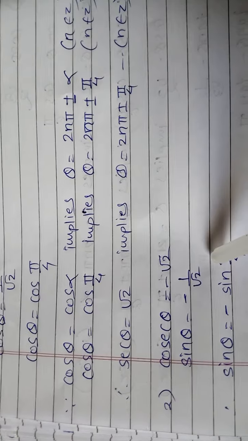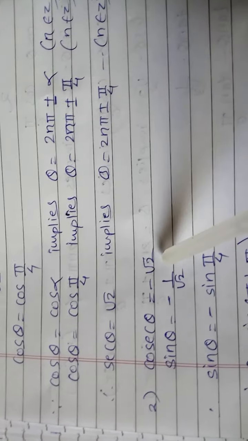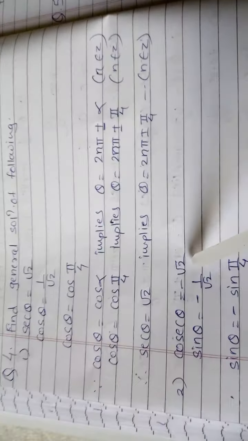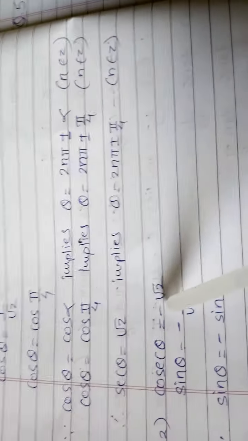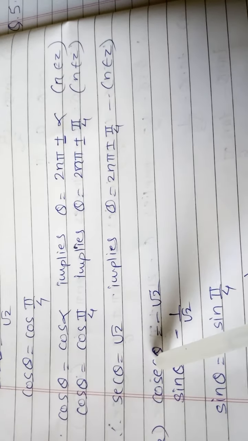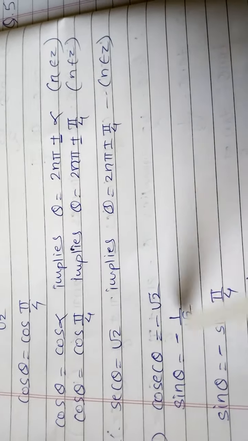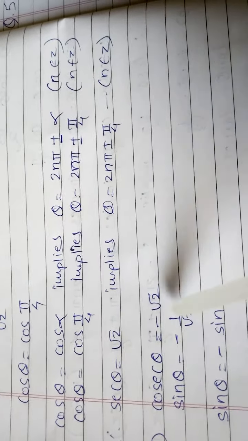Now the second example, that is cosec theta is equal to minus root 2. Now see the difference. Here we are giving the minus value. So taking the inverse, we get sin theta is equal to minus 1 upon root 2. So the same procedure we have to follow. So sin theta is equal to minus, the sin pi by 4 is nothing but 1 upon root 2. So we put here the value.